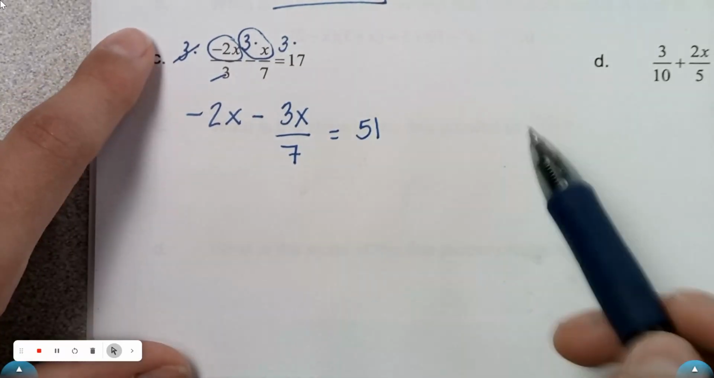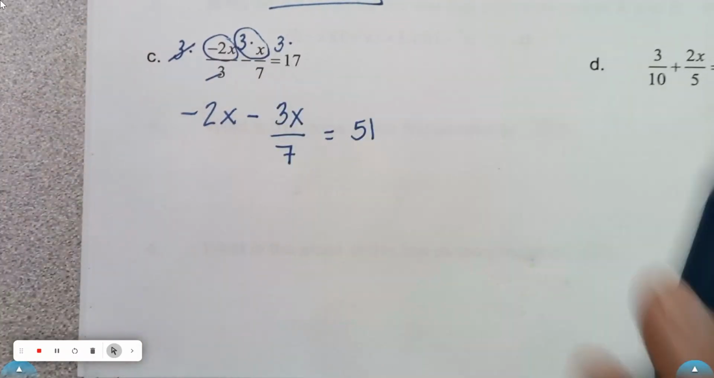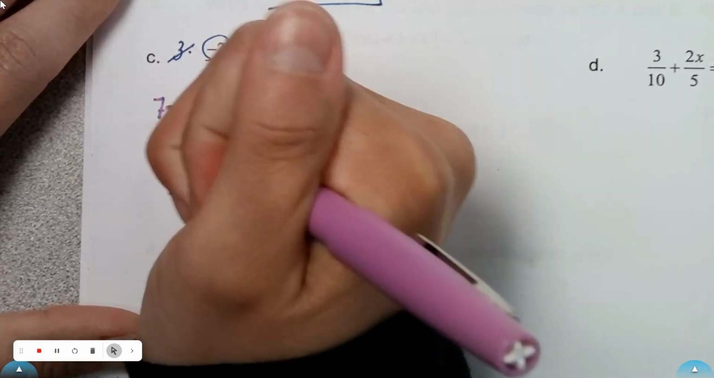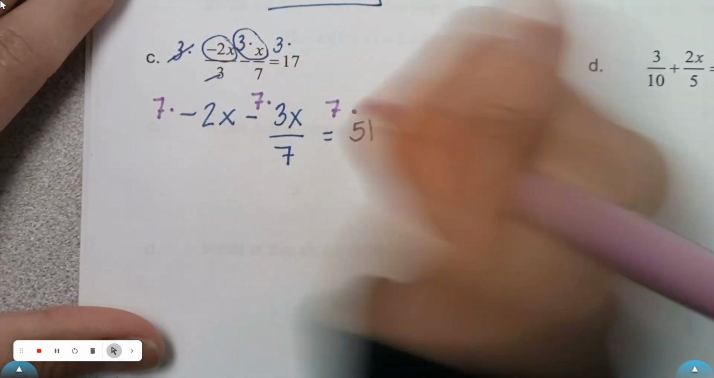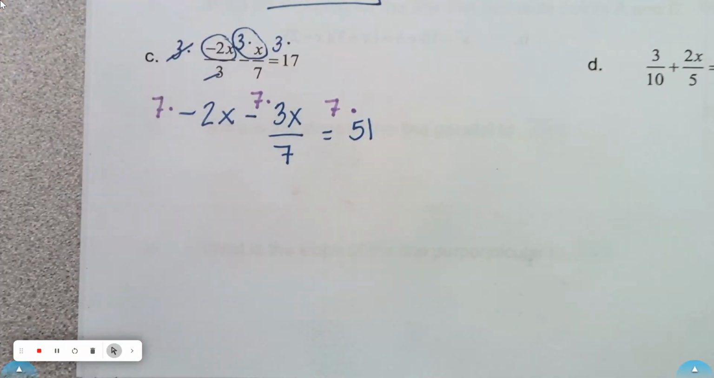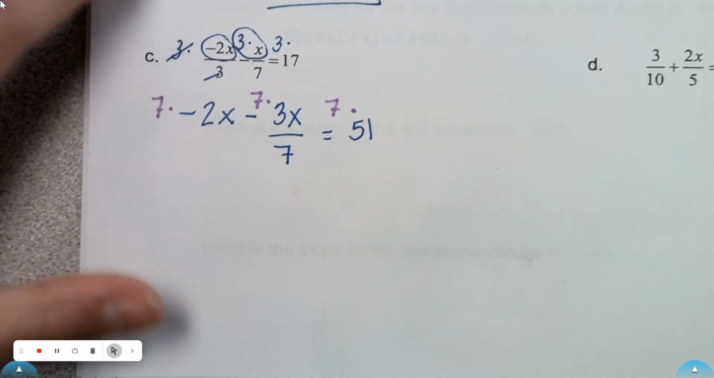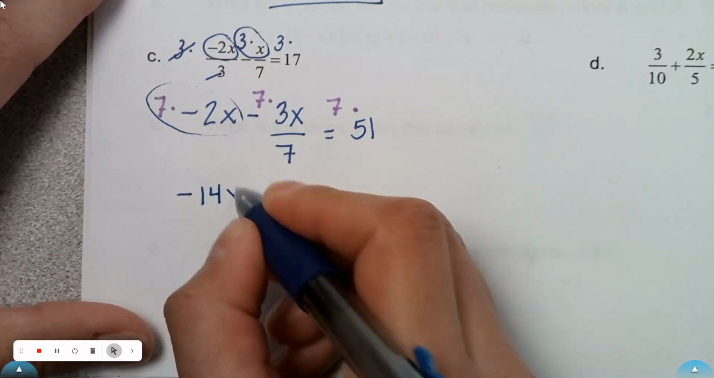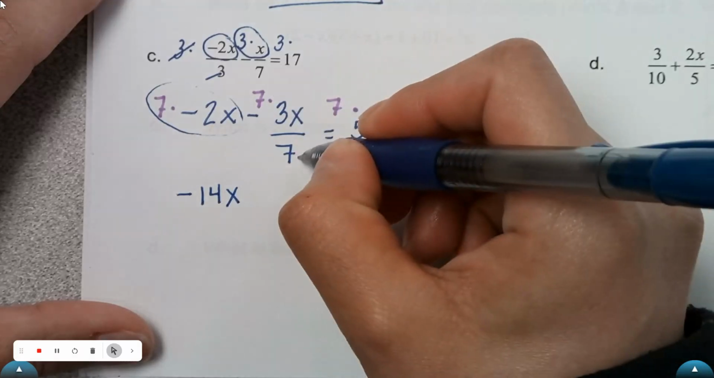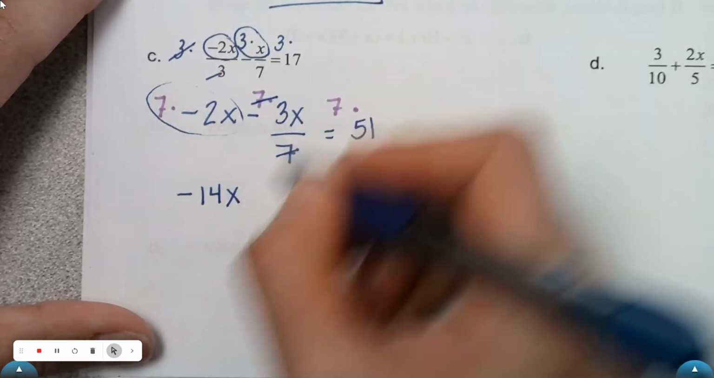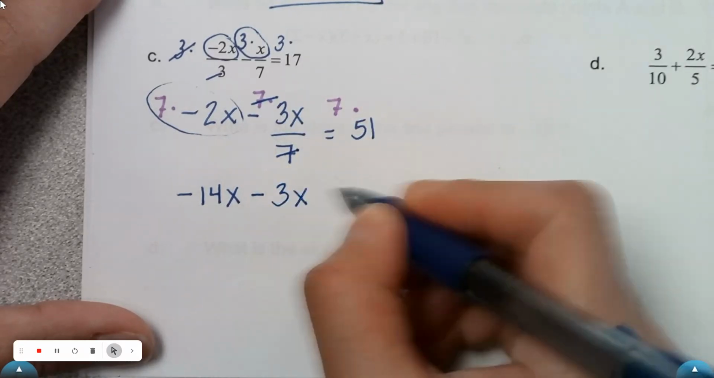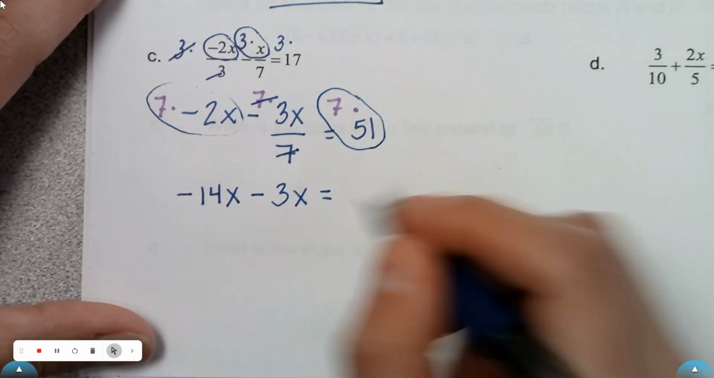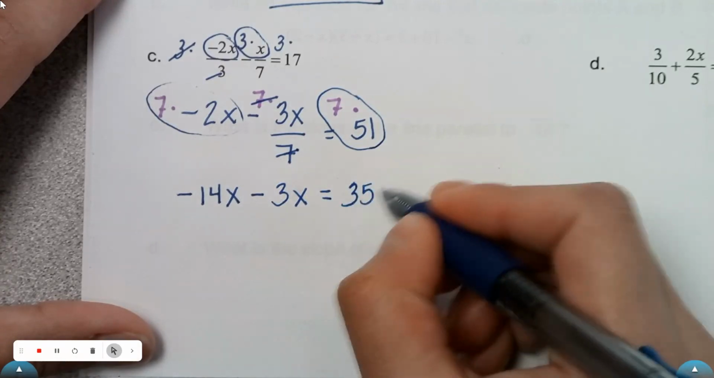So because I didn't get rid of all my fractions when I multiplied by 3, I'm going to repeat this process again, but this time with the number 7. So I'm going to multiply everything now by 7. And you can repeat this process as many times as needed. There's like no limit. So here I'm going to multiply 7 times negative 2. That gives me negative 14x. If the number I'm multiplying by matches the denominator, they cancel each other out. So I'm left with minus 3x. And then here I just multiply these straight up. So 7 times 51. That's going to give me 357.